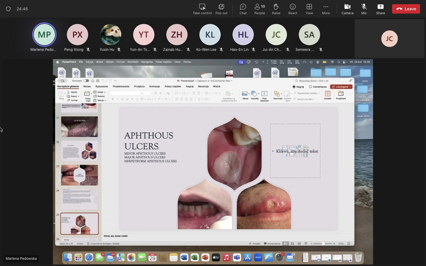And also major aphthous ulcers, so Sutton's ulcers, and herpetiform aphthous ulcers. So those are the three types of aphthous ulcers. You have here the minor aphthous ulcers. These are the major aphthous ulcers, so the Sutton's ulcers, and these are the herpetiforms.